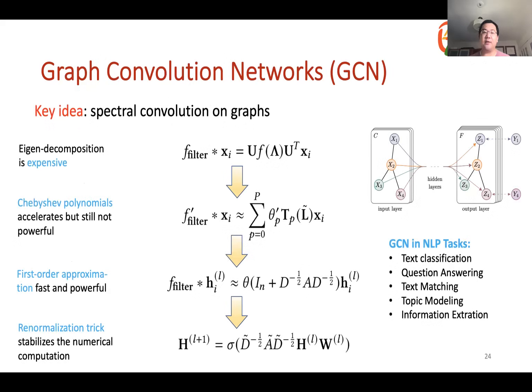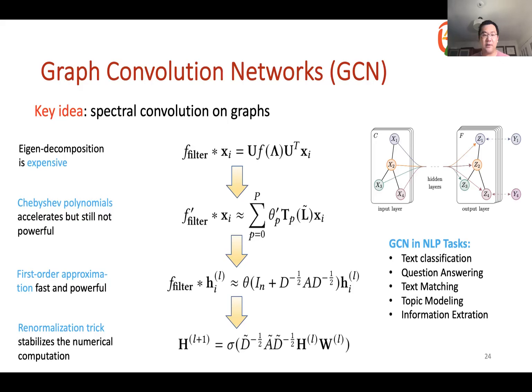So let's first talk about graph convolutional network. The key idea here is to apply spectral convolution on graphs, which can be defined as a multiplication of the signal X with the graph filter that is parameterized by parameter theta in the Fourier domain. In order to do the graph Fourier transformation, we have to perform an eigenvalue decomposition, which could be very expensive when the matrix is large and dense. So people later proposed using Chebyshev polynomials to accelerate this process. It showed promising results, but still not powerful enough.